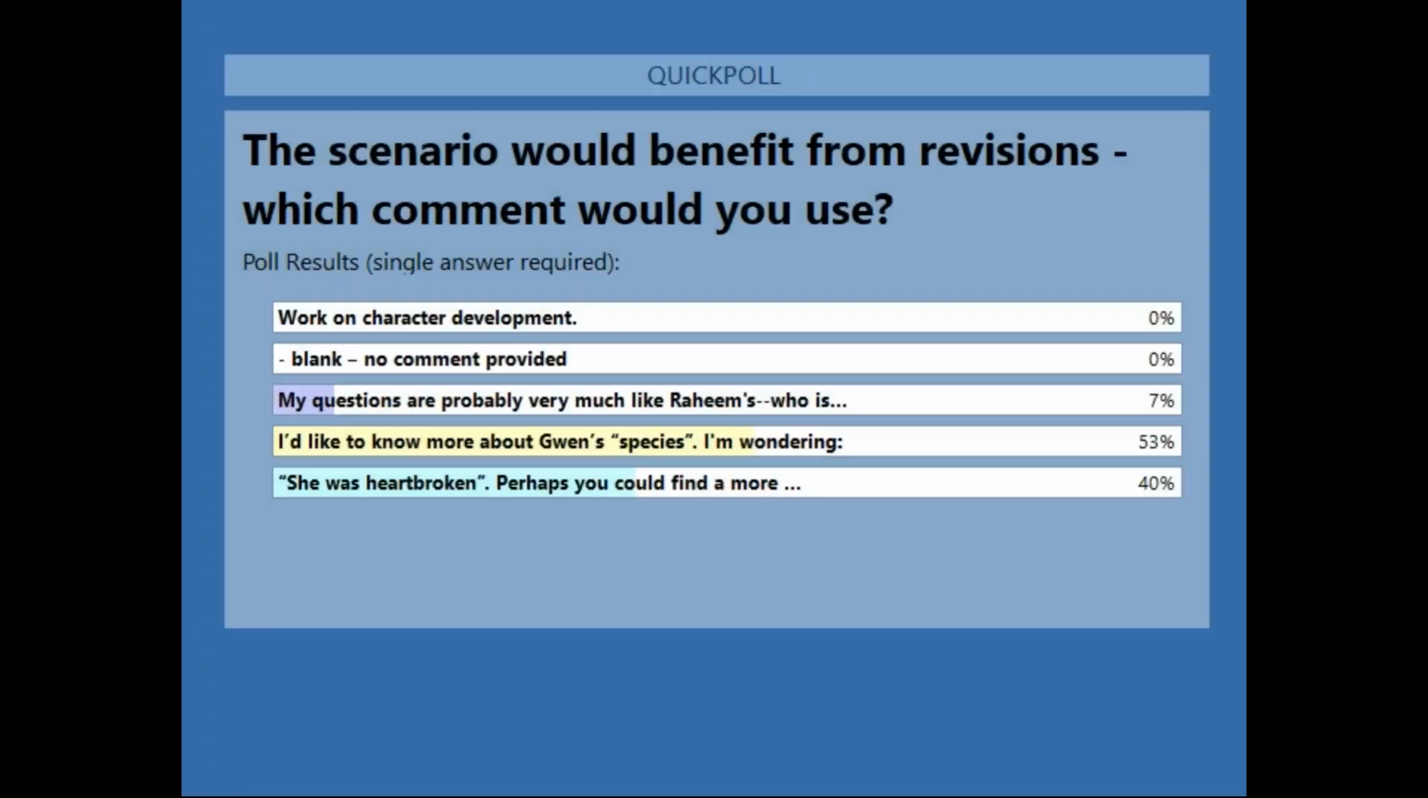They picked I'd like to know more about the species. Yes. So I'd like to know more about the species was a strong comment, along with the she was heartbroken comment. Both of those were very good. Okay, turn your screen back on.